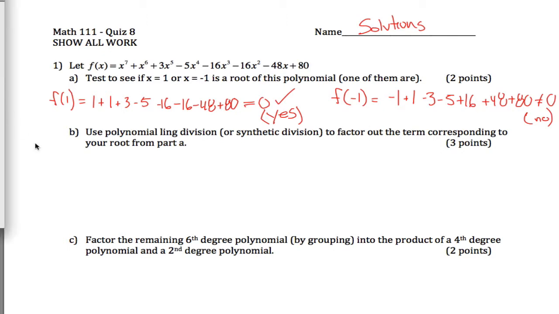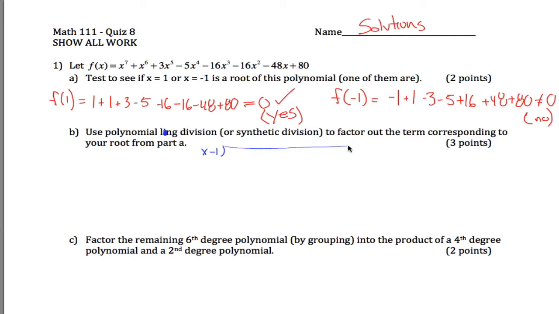Good enough. Use polynomial long division, I guess that's supposed to be polynomial long division, to factor out the term corresponding to your root from part A. So we figured out 1 was a root. So what that means is x minus 1 must be a factor. x minus 1 is a factor.